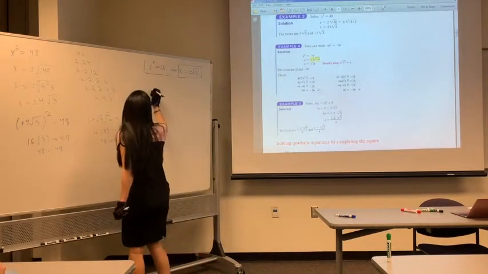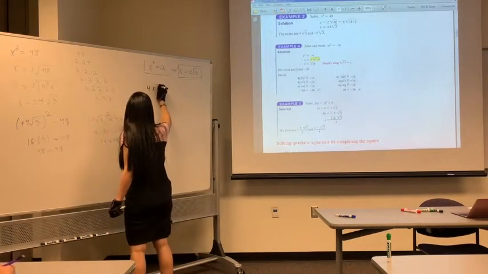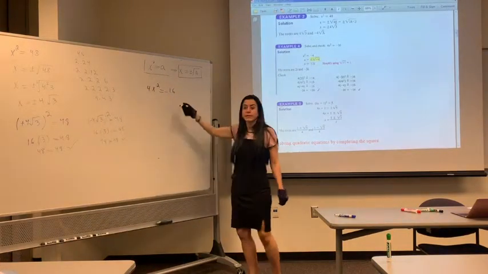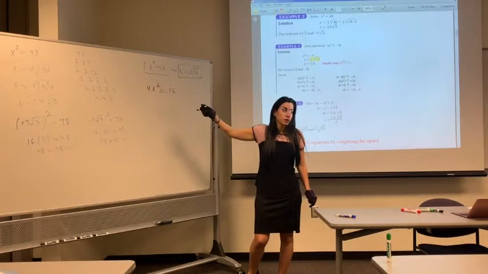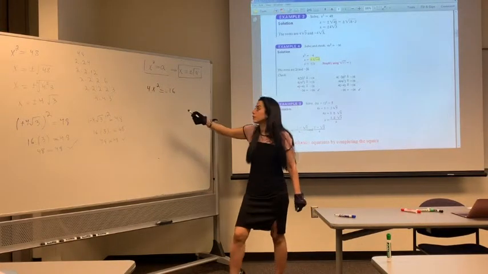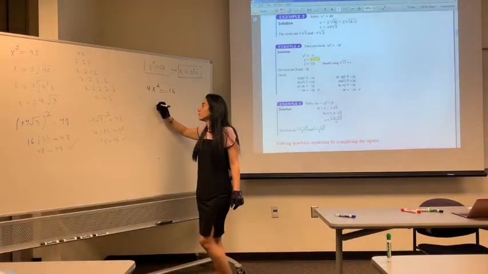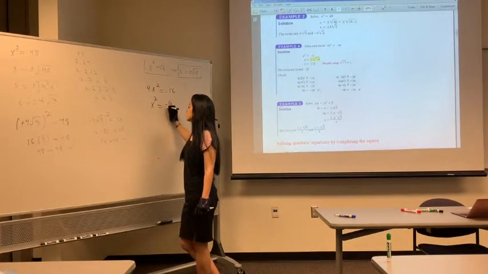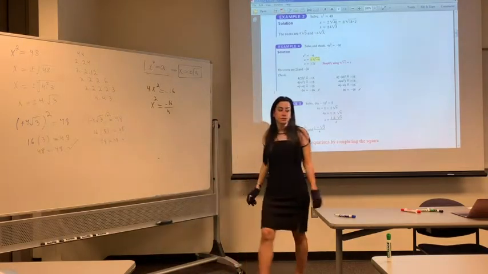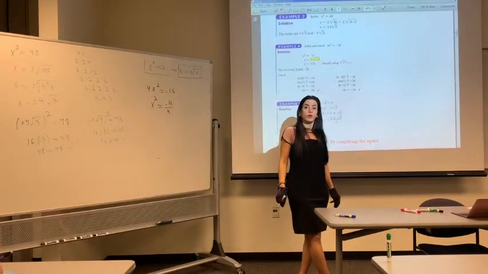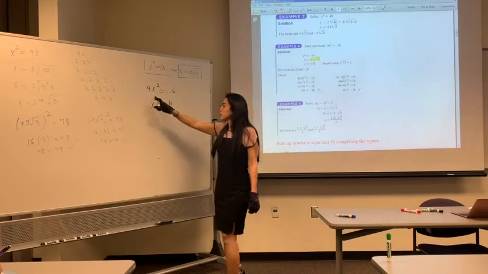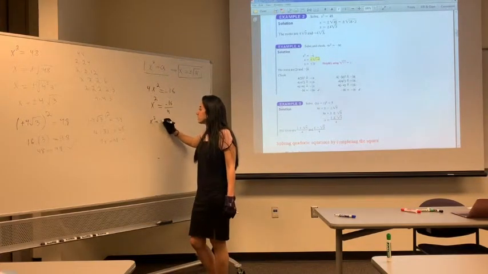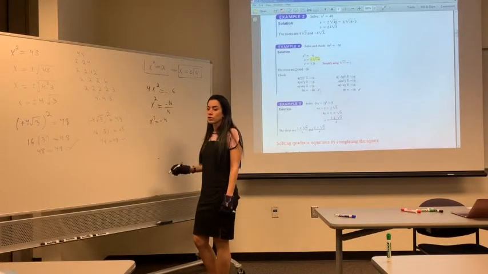The other question says, okay, let's solve this. So I said we should isolate x squared on one side, right? Here we have 4x squared. We should make it x squared equal to something. So we have x squared equals 16 over negative 4, because I wanted to get rid of this 4 here. So we have x squared equal to negative 4.